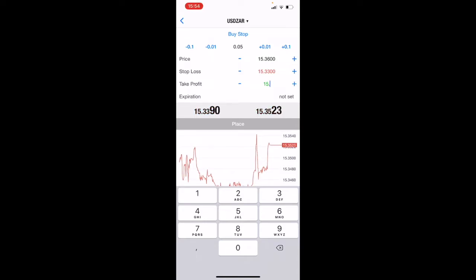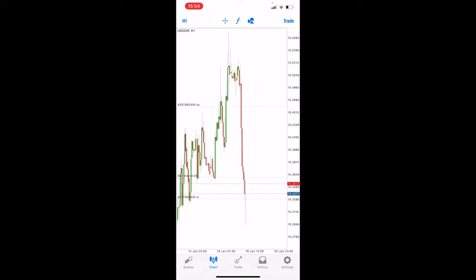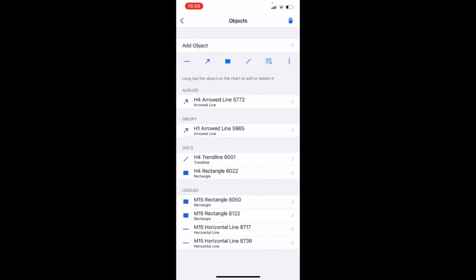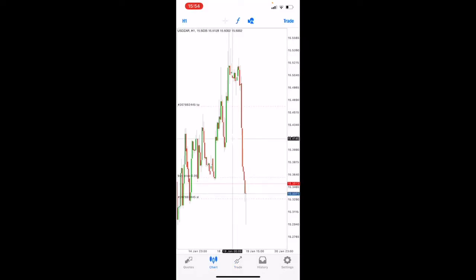Let's just do that, right? And you'll see it's blue. You place, and as you can see here, it won't be open. As you can see, you're not winning or losing any money. So let's say, for example, it carries on going down without even touching the buy stop. Let me just remove this. So it goes down, it won't open up until it reaches this point. So once it reaches this point, then it will open a buy.